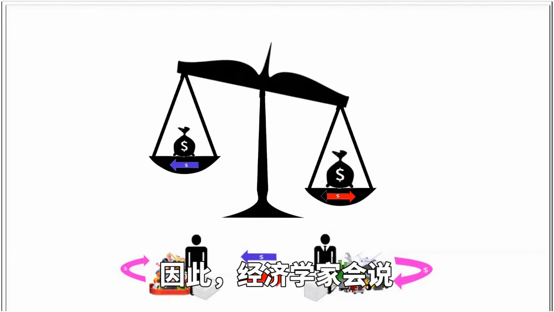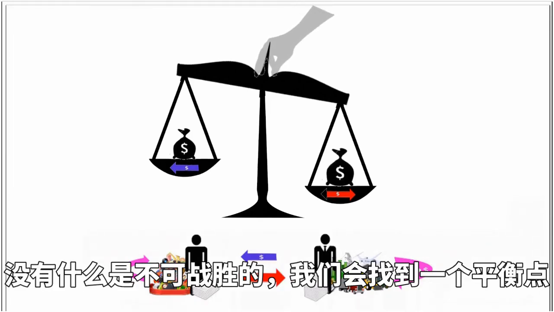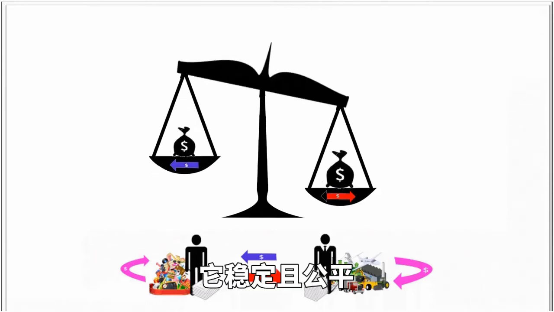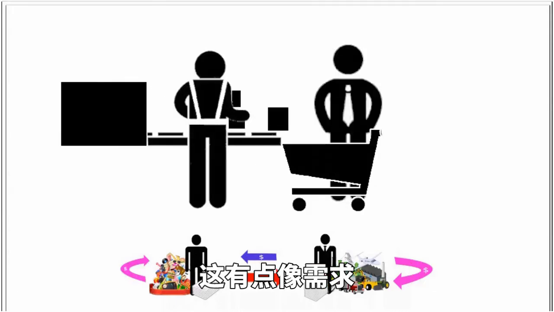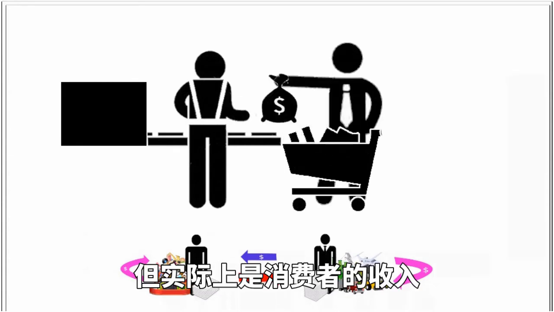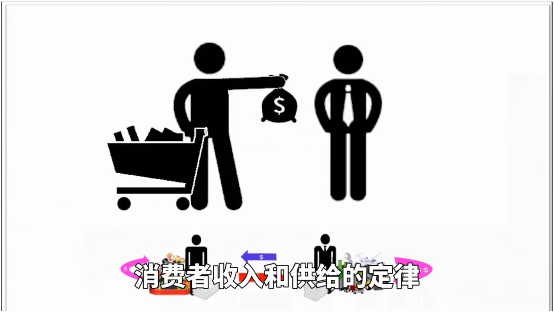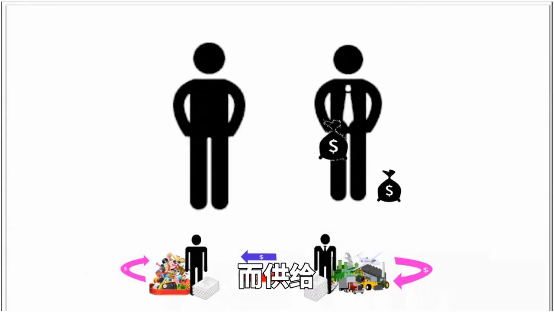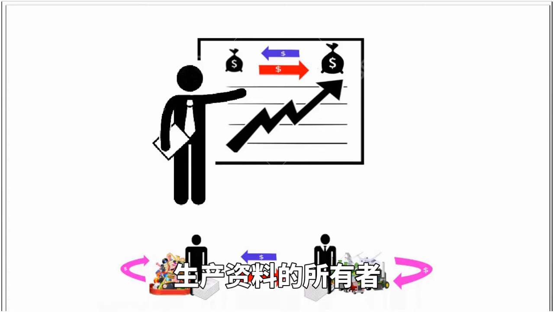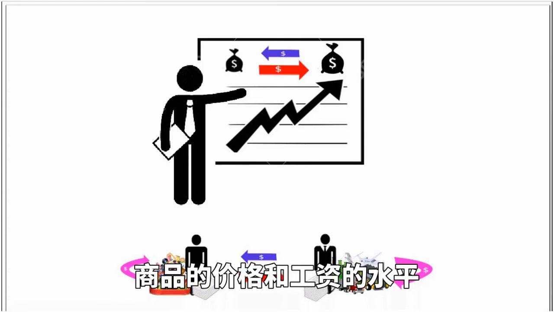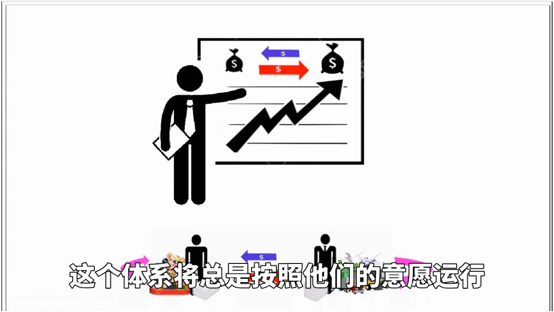So the economists who say that we should let the free market operate freely are completely mistaken. There is no invisible hand that will find a balance that is stable and fair. You know, the law of supply and demand is a bit deceiving. Demand sounds like the needs of the people, but actually it's the income of the consumers. The supply follows the level of the consumers' income, which always tends to decrease. It is the owners of the means of production who can decide both the prices of the products and the level of the wages. So the system will always be set to operate in their favor and at the expense of the consumers.